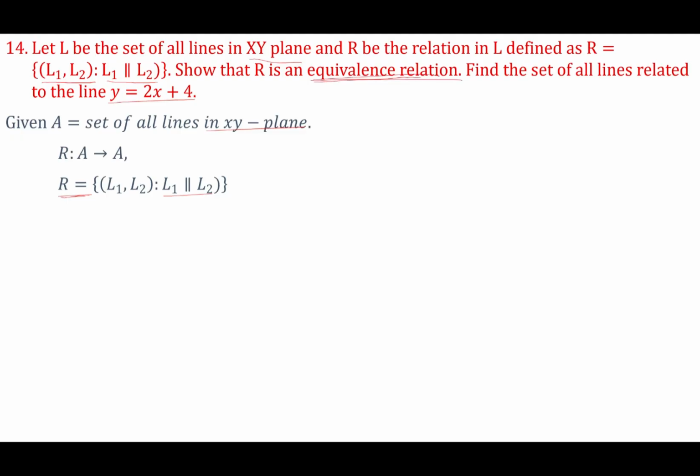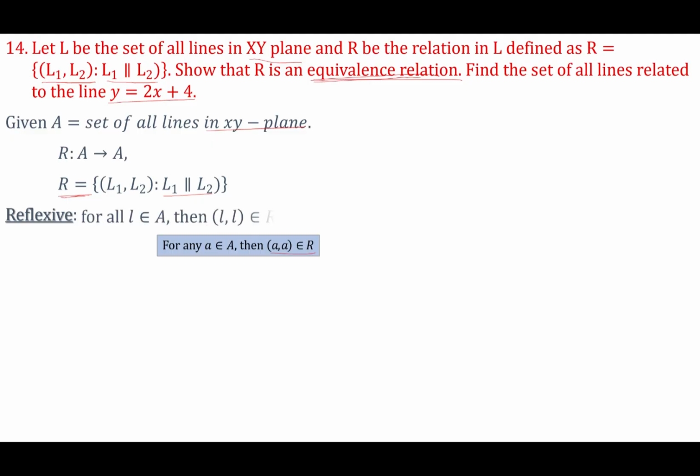At first, reflexive. What is a reflexive relation? A reflexive relation says for any element A of set A, then (A, A) must belong to R. For any line L which belongs to set A, (L, L) belongs to R. So line L is parallel to line L. One line is parallel to itself in coordinate geometry, since their slopes are the same. So the given relation is reflexive.